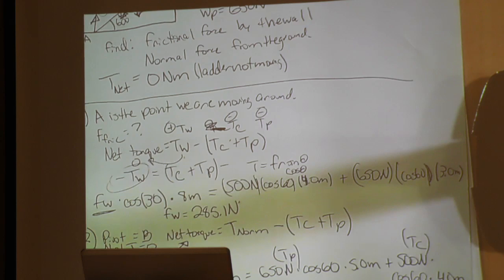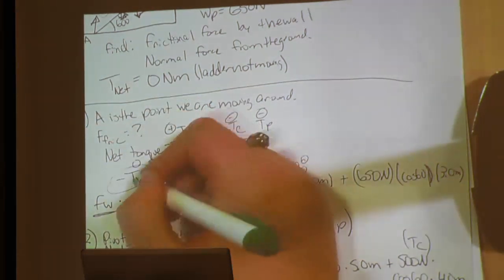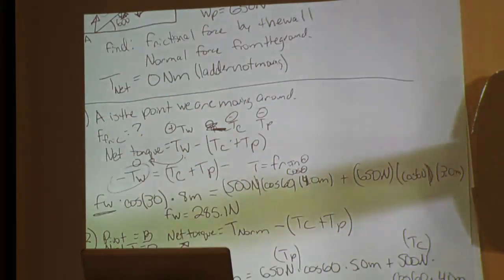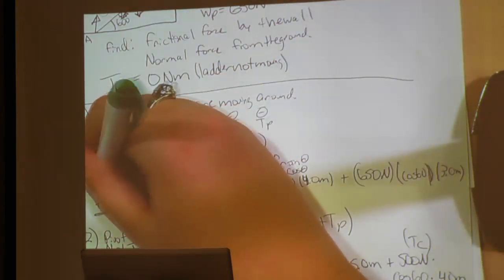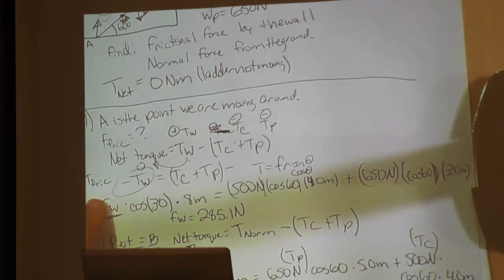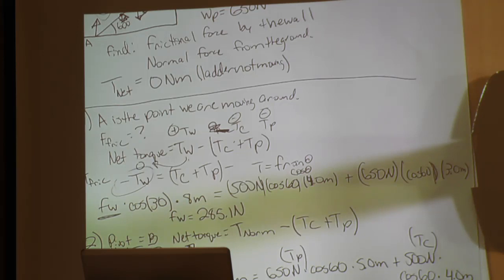Yes, so you could say that this is the torque provided by the wall, or you could say that it's torque by the friction. The wall is providing the friction, basically. So it could be TW or T friction, whichever you prefer to write. I just put TW because it was a little bit shorter to write. Any other questions? No? All right. We'll go ahead and move on.